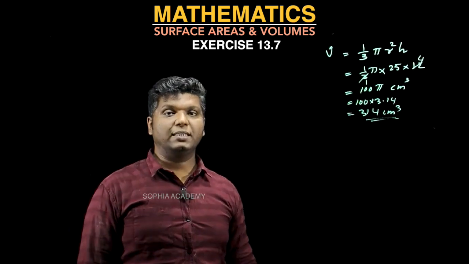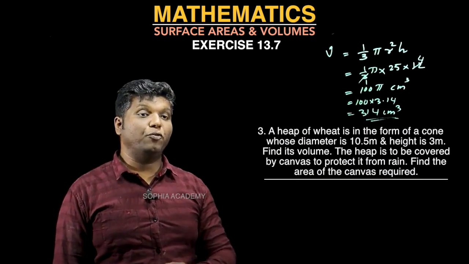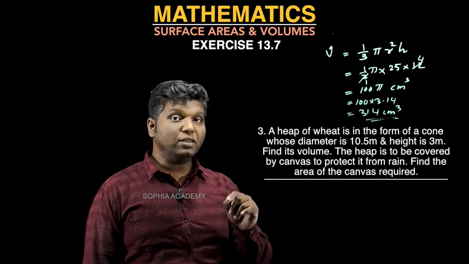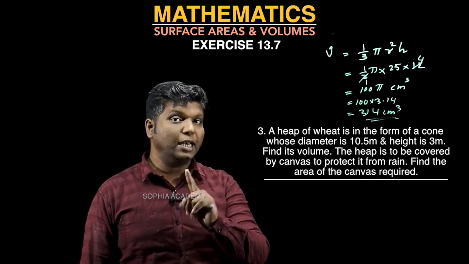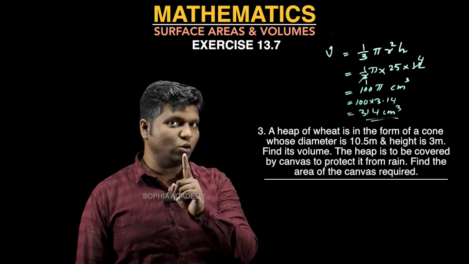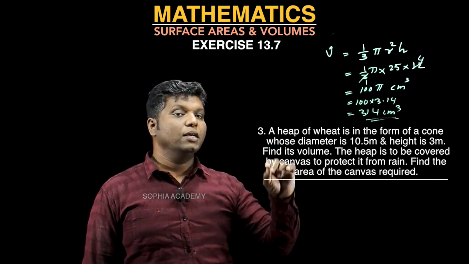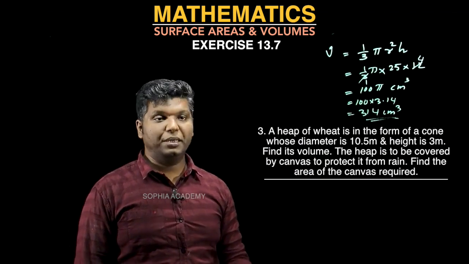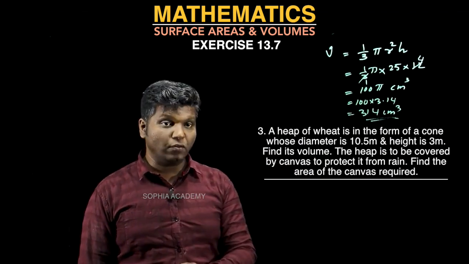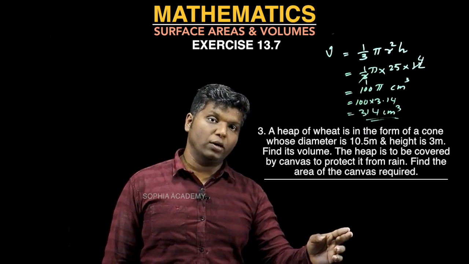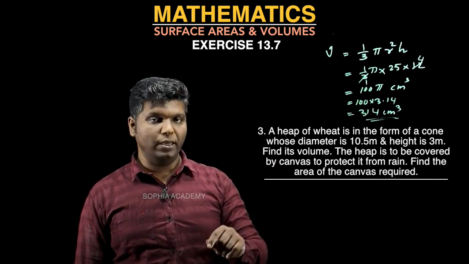One more question from this exercise. So here was the next question before you. A heap of wheat is in the form of a cone whose diameter is 10.5 meter. Listen to this one. Diameter is 10.5 meter, it's not the radius, and the height is 3 meter. Both of them are in meter. So the height of the cone is given, the diameter of the cone is given. Then you have to find the volume.